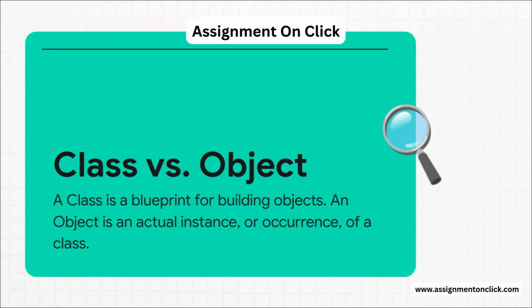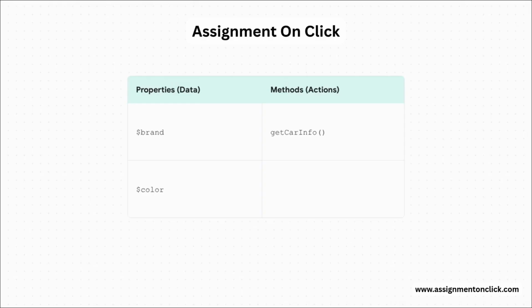An object, on the other hand, is the real deal. It's the actual Ford, painted blue, that's rolling off the assembly line. It's a specific, tangible thing created from that class blueprint. And this slide really breaks that blueprint down into its two main parts. On the left, we've got properties. These are just variables that hold the data about our object, like its $brand or its $color. On the right, we've got methods. These are the actions the object can actually perform, basically functions that belong to the class, like driveCar or getCarInfo. Simple as that.